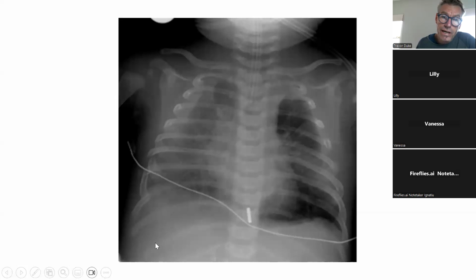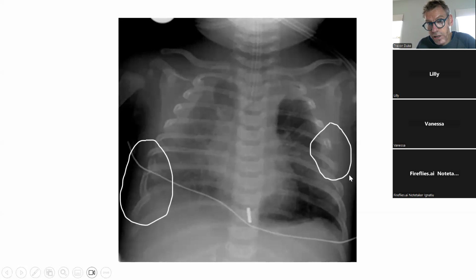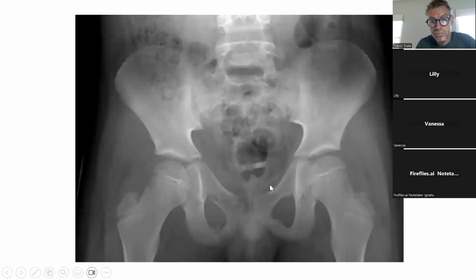This is another child who had rib fractures. You can see the rib fractures looking here on the right side. You can see rib fractures where you follow the ribs around; you can't see the ribs in continuity. And because of the rib fractures and the lung contusions, you can see the child's got a hematoma as well. And on the other side, there are also some rib fractures. So this child had a flail chest because of multiple rib fractures.